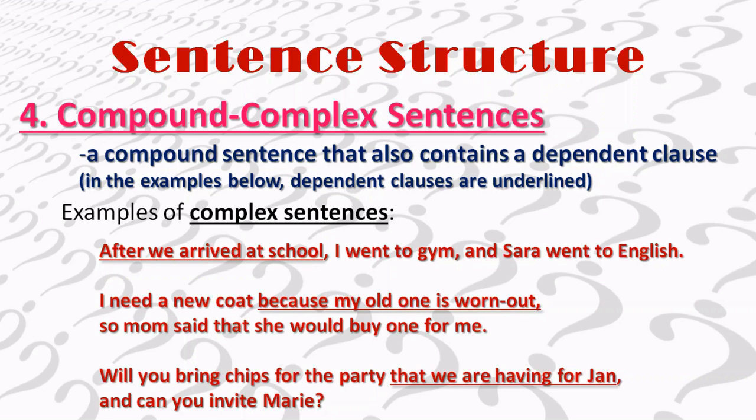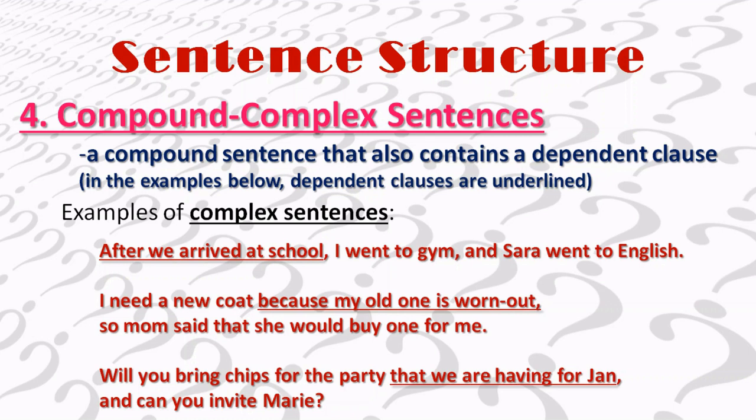If we look at the second example, I need a new coat. That's an independent clause. Mom said that she would buy one for me. That's an independent clause. Because my old one is worn out is a dependent clause that describes why I need a new coat. So I need a new coat because my old one is worn out. So, conjunction, Mom said she would buy one for me. So the compound sentence is I need a new coat, so Mom said she would buy one for me. And the complex part is the addition of the dependent clause because my old one is worn out.